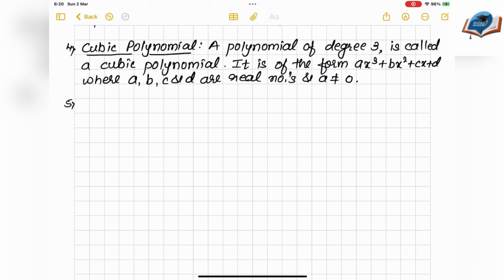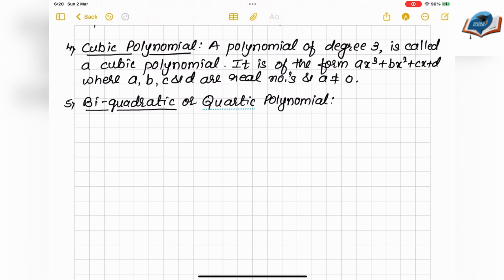Now the fifth type is biquadratic or quartic polynomial. It is not asked in the 10th standard, but then also when we are doing the types, I am taking that into consideration. It is in the higher level, but then also I have taken.